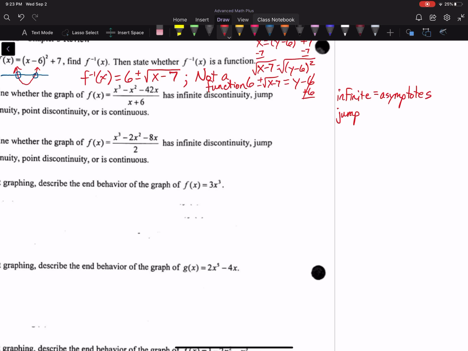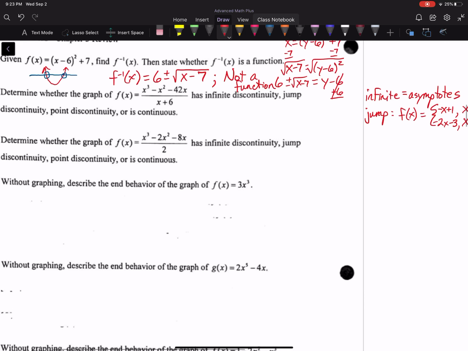Jump is usually when it's like a piecewise function. It looks something like f of x equals, we'll say, negative x plus 1 when x is greater than or equal to 2, and negative 2x minus 3 when x is less than 2. That would be an example of what it would look like if it were jump. Point discontinuity is when you can cancel a variable out.